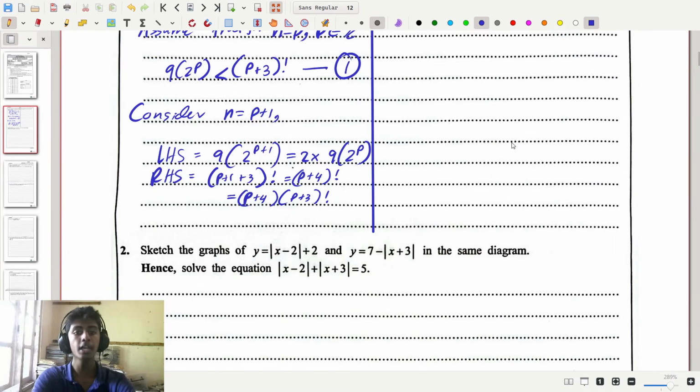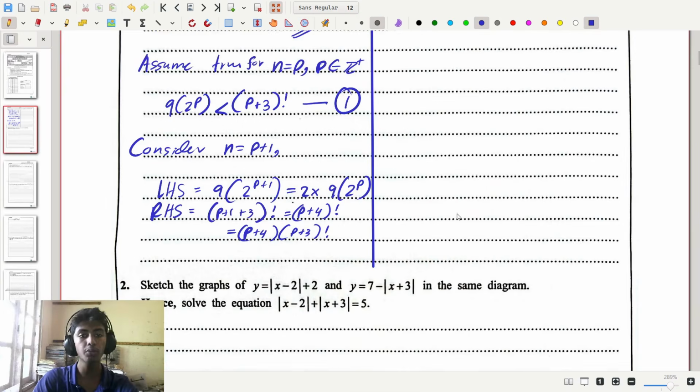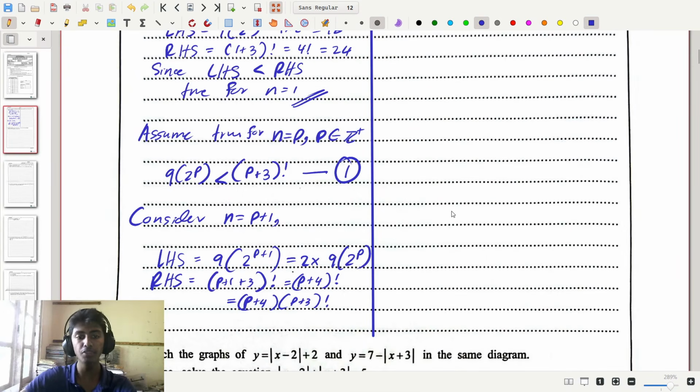So due to this, p plus 4 factorial is p plus 4 times p plus 3 times p plus 2 times p plus 1 times p, and so on downward, which is the same thing as p plus 4 times p plus 3 factorial. Now that we've done this, we make the observation that this 9 times 2 to the p, which is there in this left hand side, is also there in our original inequality. Similarly, the p plus 3 factorial, which is there on the right hand side's equation, is also there in our original inequality.